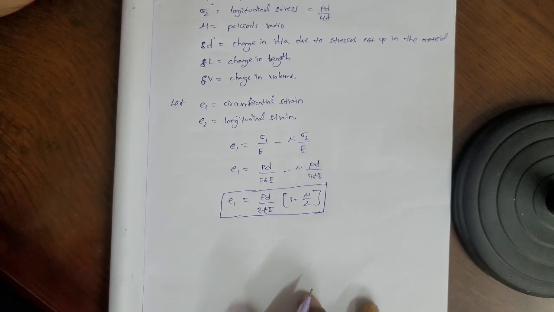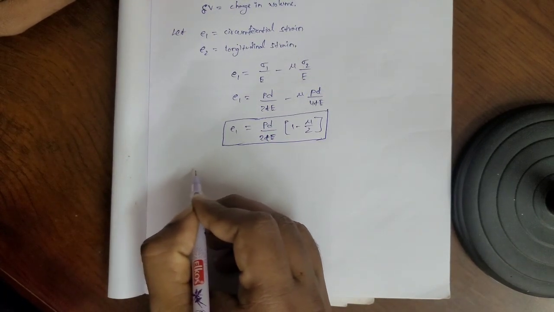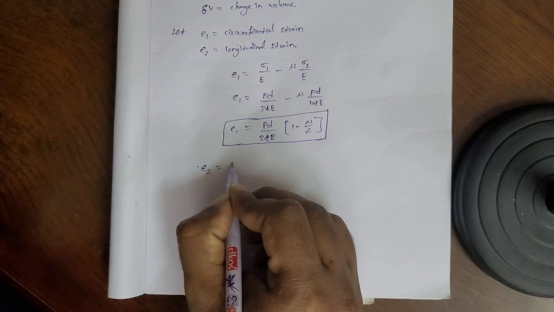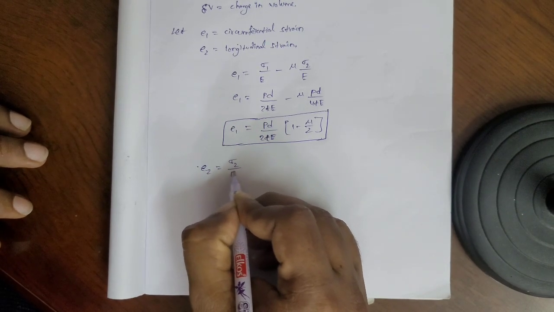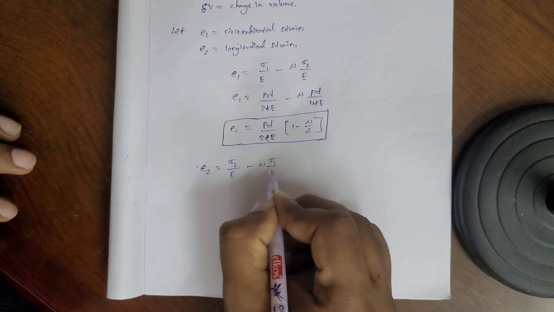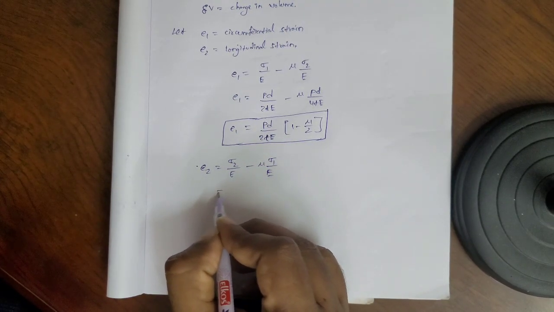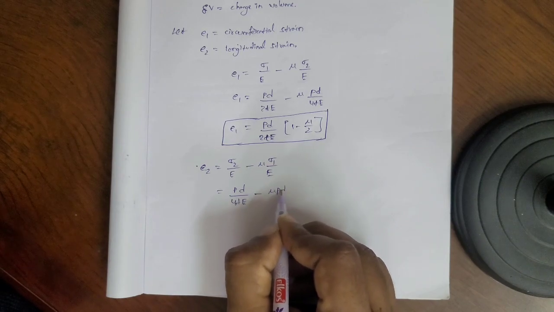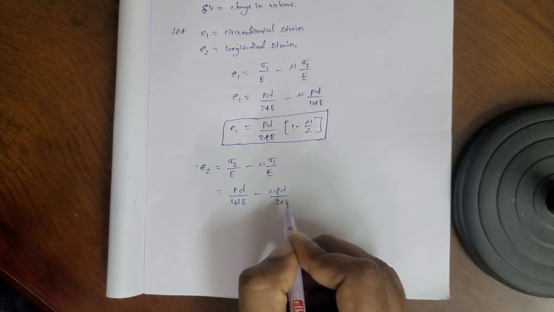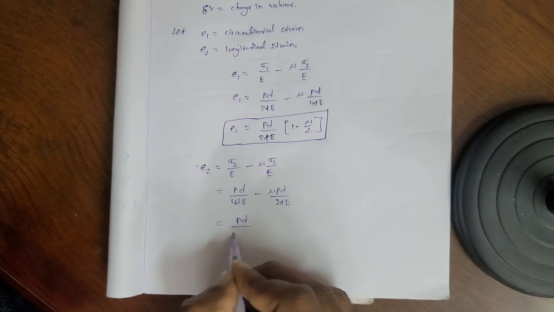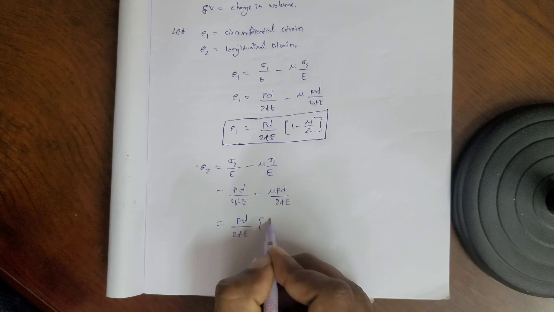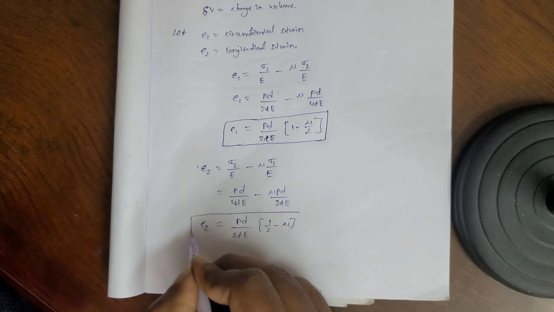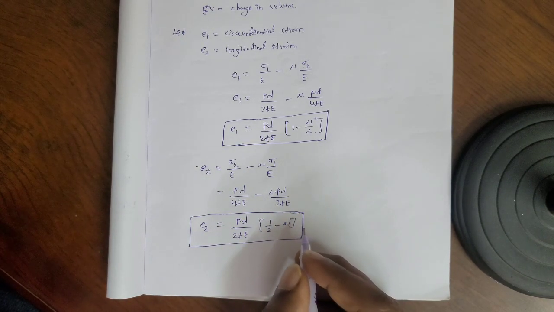Similarly, we can find the expression for longitudinal strain. The formula for longitudinal strain is e2 is equal to sigma 2 by E minus mu into sigma 1 by E. As we know, sigma 2 is PD by 4TE minus mu into PD by 2TE. By taking PD by 2TE common, which remains 1 by 2 minus mu. So this is the expression for longitudinal strain.